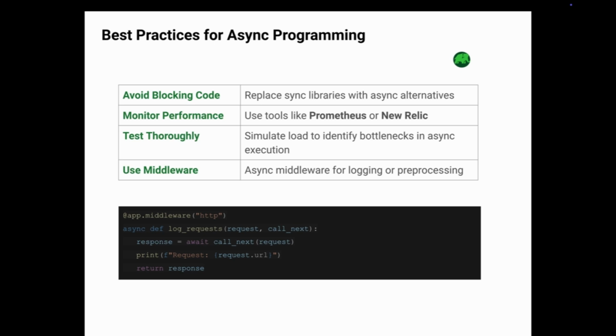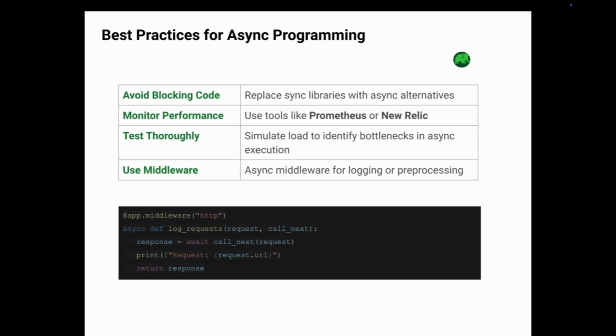Monitoring your app's performance is essential to make sure it is scaling well and not running into bottlenecks. Two excellent tools for this are Prometheus, which collects real-time metrics and can be paired with Grafana for visualizing data. We also have New Relic.